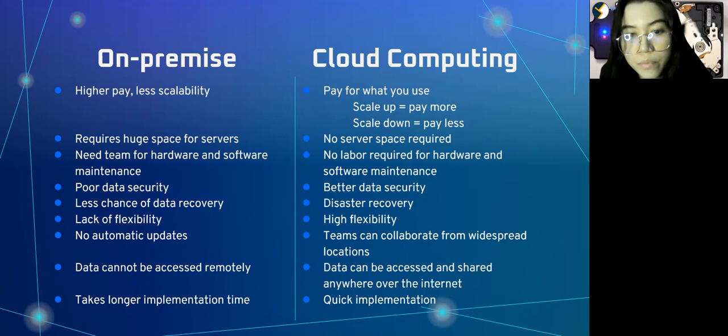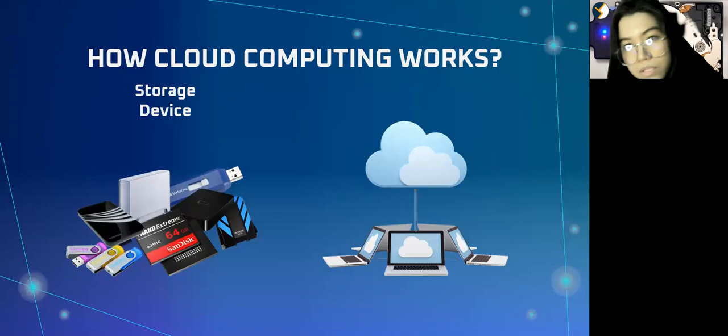Higher flexibility, of course. Teams can collaborate from widespread locations because, as mentioned, by just having an internet connection, you can access all that you need, right? Data can be accessed and shared anywhere over the internet, and of course, quick implementation, because everything that is related to the cyber world is quick, right?